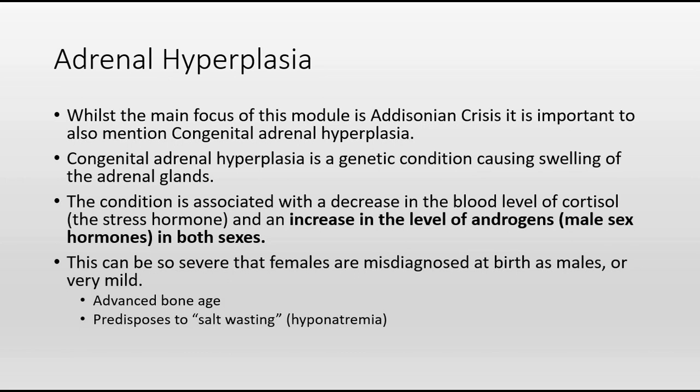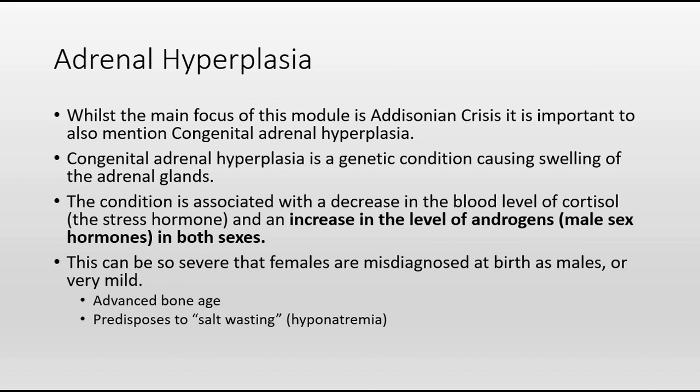Adrenal hyperplasia. This is congenital adrenal insufficiency. What this basically results in is a decreased level of cortisol and an increased level of androgens, male sex hormones, in both sexes. These people may have inappropriate hair growth and other anatomical differences that may cause their gender to be misdiagnosed. They also develop more brittle bones and hyponatremia as well.